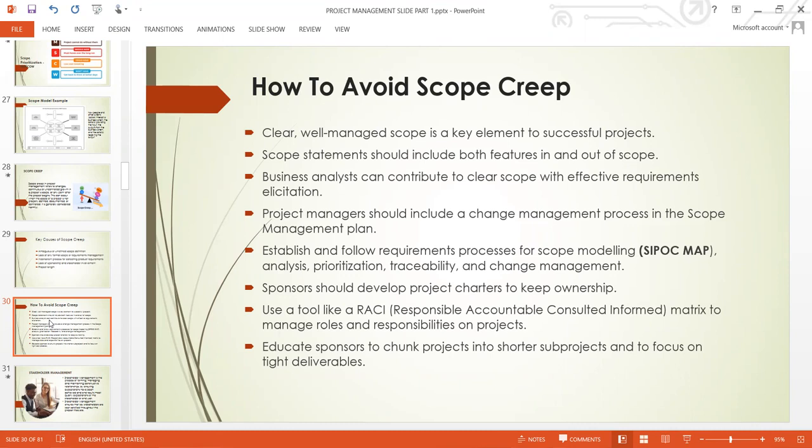Use tools like the RACI matrix. RACI is responsible, accountable, consulted, and informed, and the form is a matrix to manage roles and responsibilities in projects. So with that, you should know who is responsible for doing this, who is accountable for this particular deliverable, who will be consulted while trying to deliver this deliverable, and who should be informed. It's very important.